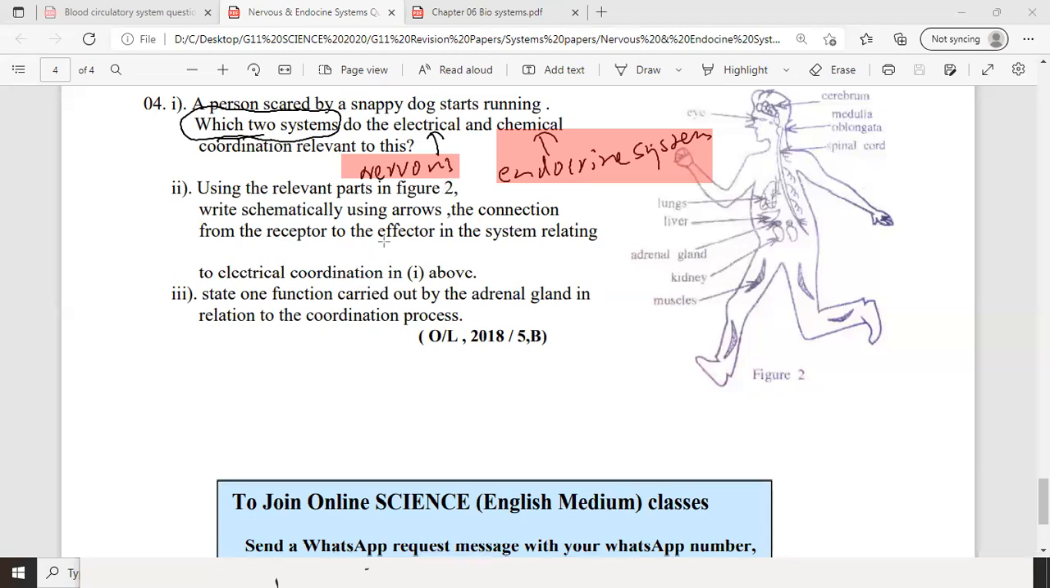Part 2. Using the relevant parts in figure 2, write schematically using arrows the connection from receptor to the effector in the system relevant. Yes, part 2, how to write the answer. Any volunteers? I'll ask the answer from Arosha, Anit. Yes, what is the answer? You can write here. Now the dog is running behind you. What is the receptor?